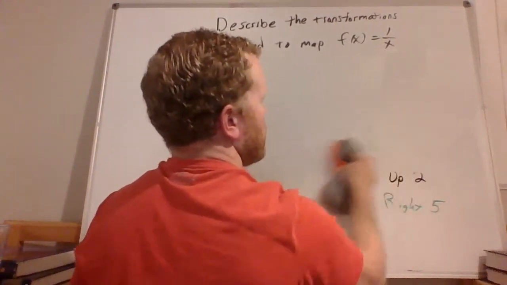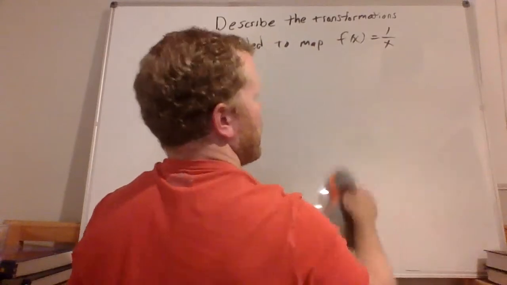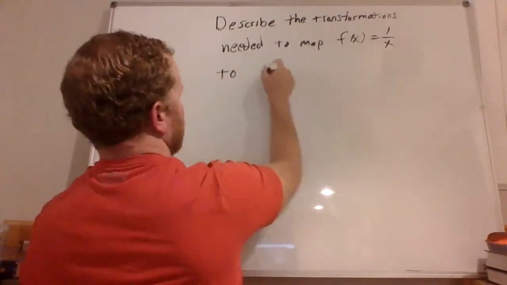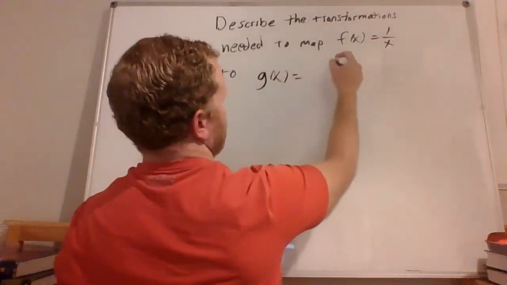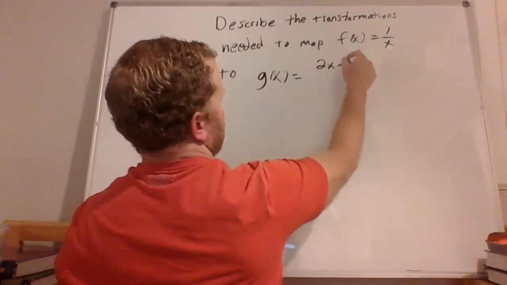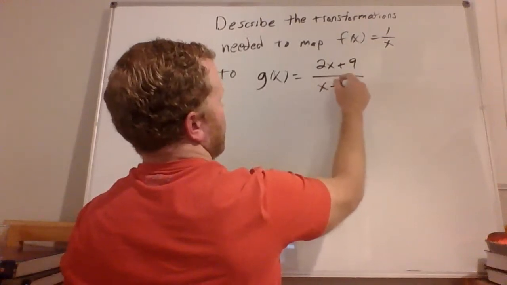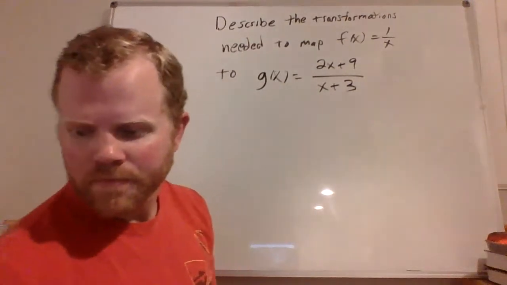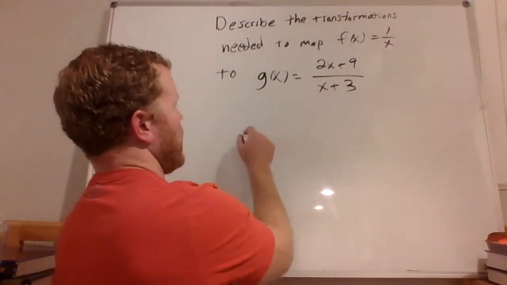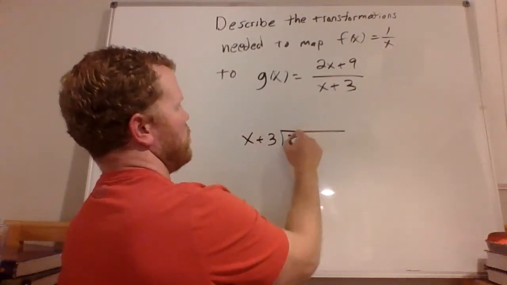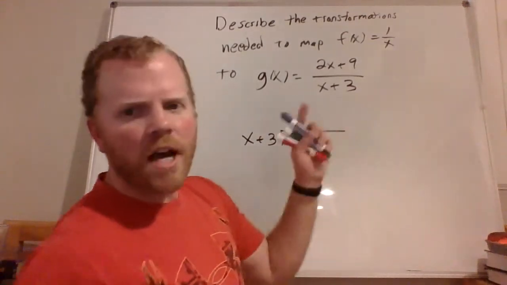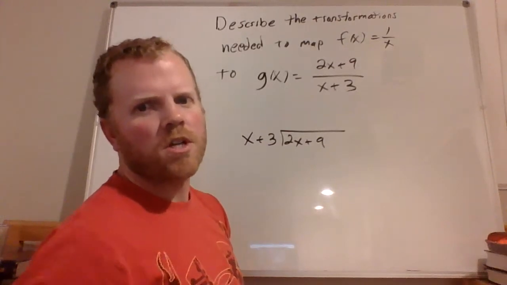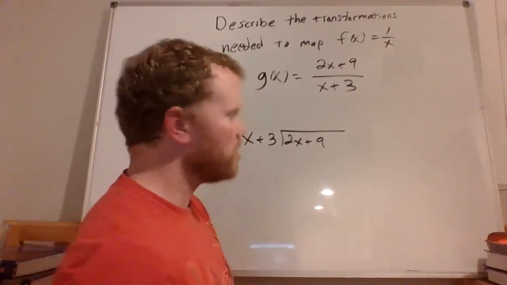So number 3, we can just do a function like g of x is equal to 2x plus 9 over x plus 3. I don't care. Something like that. So x plus 3 goes into 2x plus 9. This is kind of annoying that it looks like this because you can't actually see those transformation rules. So this is the one where you want to divide first.